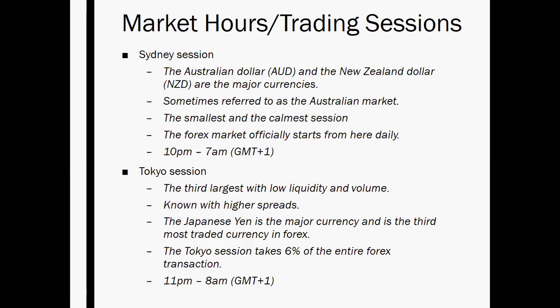Now, the Tokyo session is known for higher spreads, and the Japanese yen is the major currency here. The Japanese yen is the third most traded currency in forex, and it takes 6% of the entire forex transactions.